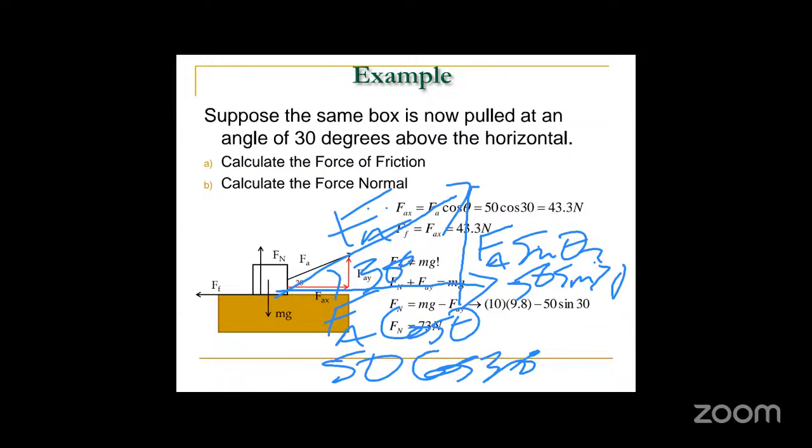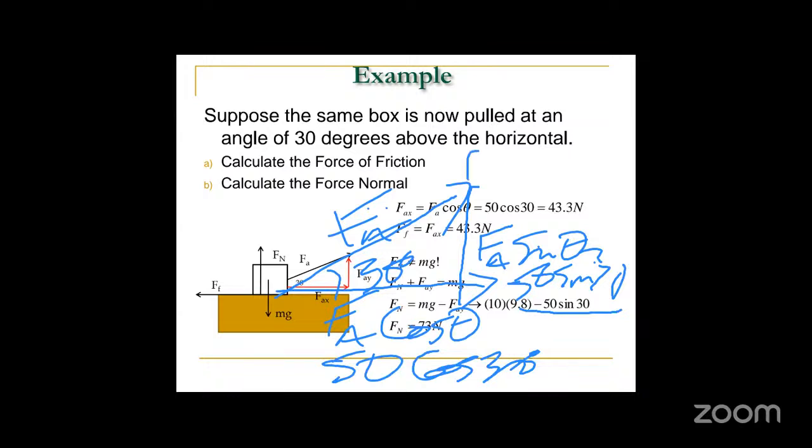So we are asked to find frictional force. Remember, this is Newton's first law. The force on the right is equal to the force on the left because it is an equilibrium problem. The forces are balanced. So what is the force on the right? The force on the right is 50 sine 30. So the force on the left is frictional force.